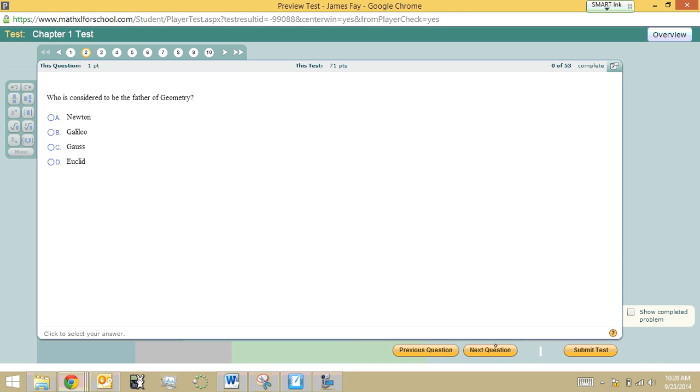Who is considered to be the father of geometry? That is Euclid. Insert the missing word from the postulate. How many lines go through any 2 points? Exactly 1.